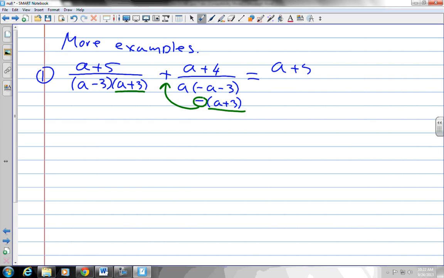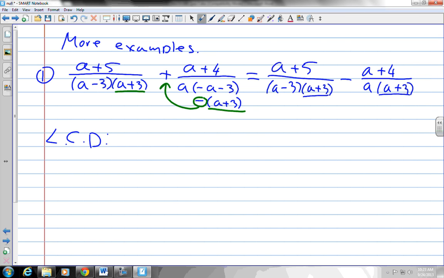So I can rewrite this as a plus 5 over a minus 3, a plus 3, minus a plus 4 over a times a plus 3. So what I did, I factored out the negative in that parenthesis and tossed that negative in between those two fractions. This will cut down on the size of my LCD. So then, I don't need to list a plus 3 in there twice. I just need one. So that cuts down on the size of my common denominator, which is good. I want my common denominator to be as small as possible.